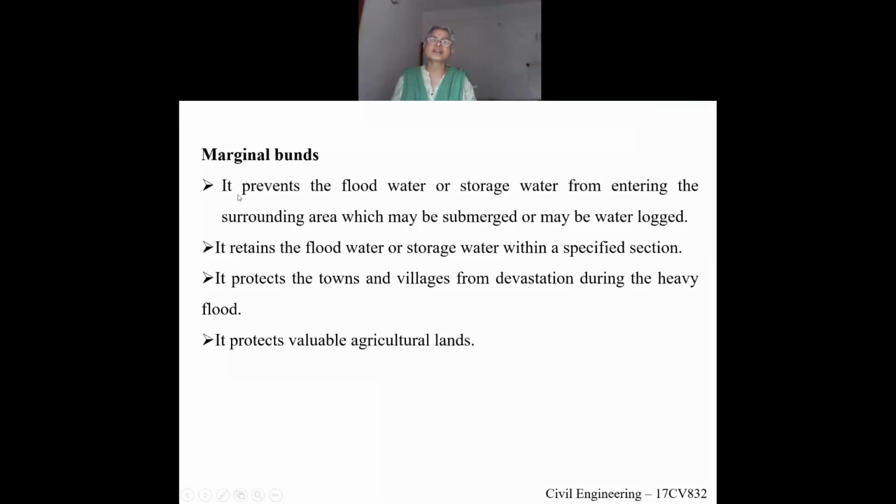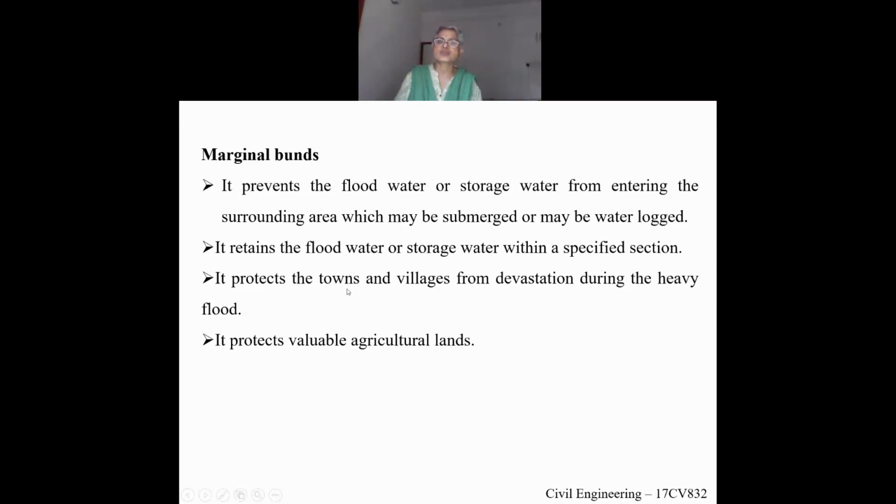The marginal banks prevent the flood water or the storage water from entering the surrounding area. That means it protects the surrounding area, which may be submerged or waterlogged. If there is a flood, the water should not overflow, so the bund is raised to a certain level. These are the bunds which are constructed on either side. It retains the flood water or storage water within a specified section.